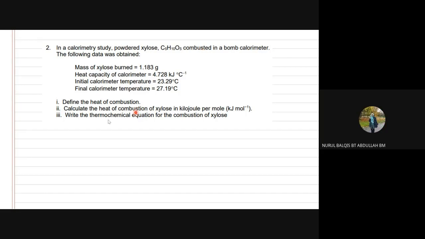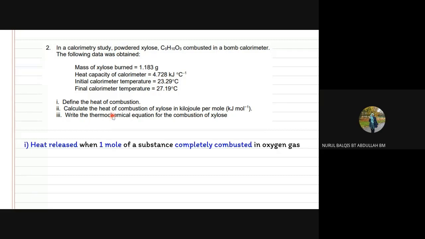So bila heat release, bila you need to define the heat of combustion, you start with heat released when 1 mole of substance completely combusted in oxygen gas. Okay, so that's how you define the heat of combustions. No need to rely on the specific substance kat situ. And then the second questions, calculate the heat of combustions of xylose in kilojoule per mole.